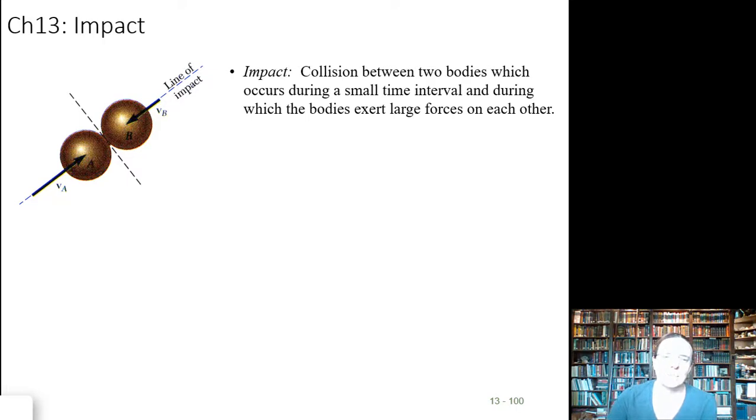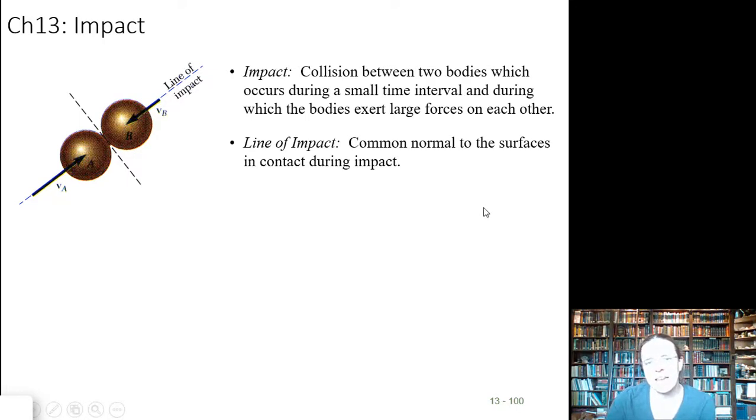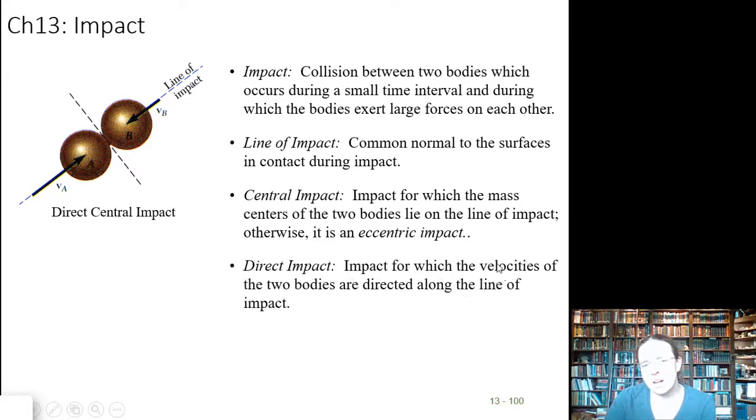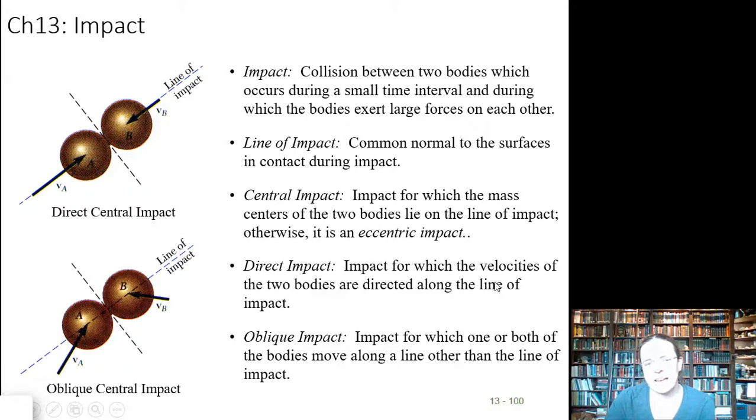Chapter 13, Impact. We're going to look at collisions between objects, and we're going to characterize those collisions as either oblique, where the velocities are not in the same direction as the line of impact, or central direct impact, where the velocities are going in the same direction as where that impact and the force happen. The line of impact here is going to be really important.